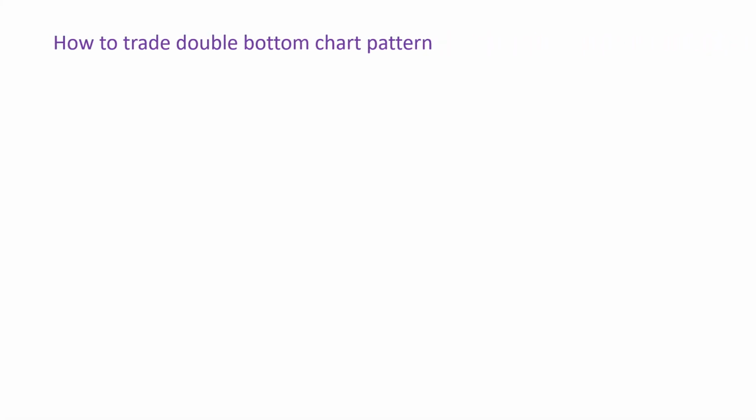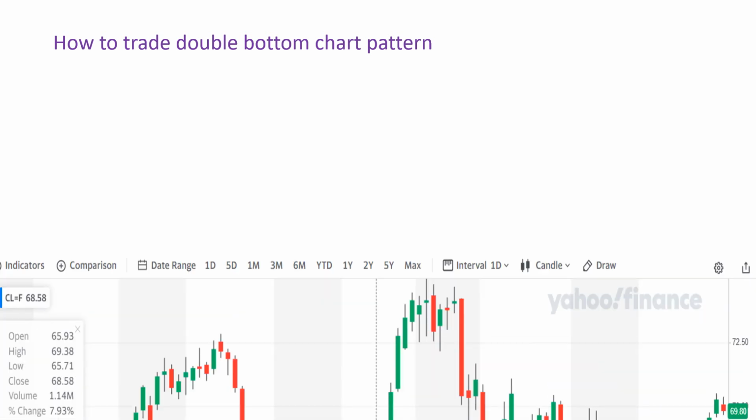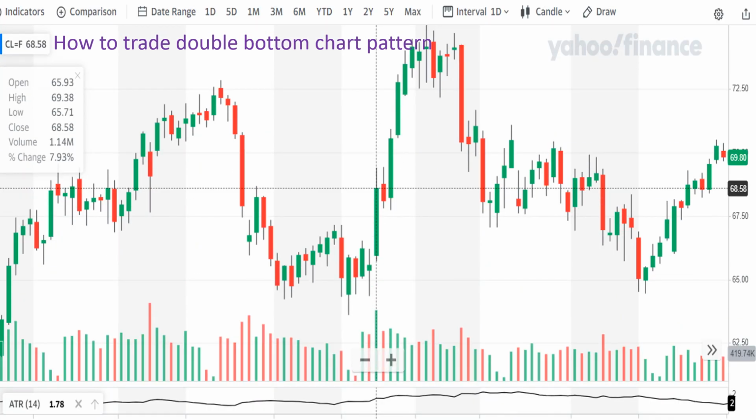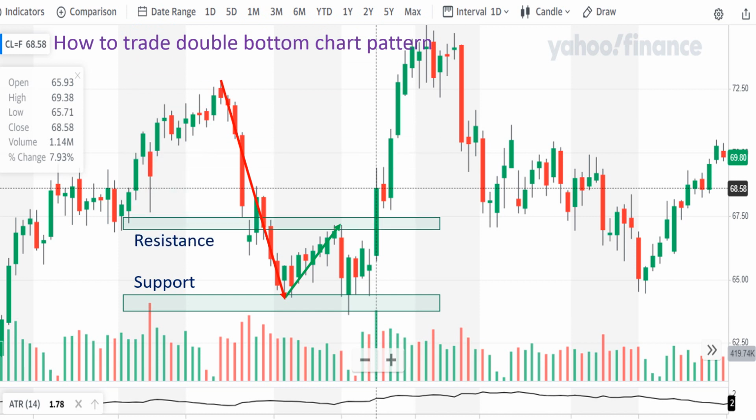How to trade double bottom chart pattern. This is the price trend, crude oil stock, D1 time frame, Yahoo Finance. In this graph, the double bottom occurs when the market is going downward and hits a certain level of support that cannot be broken, then pushes up slightly toward a level of resistance and producing the first bottom one. The price can bounce back to retest this level of support one more time.